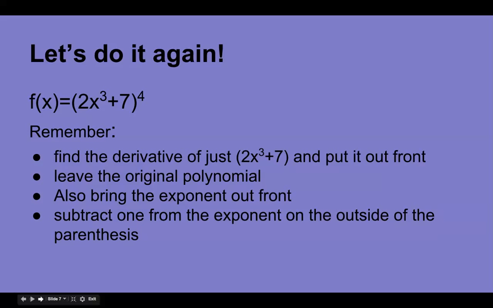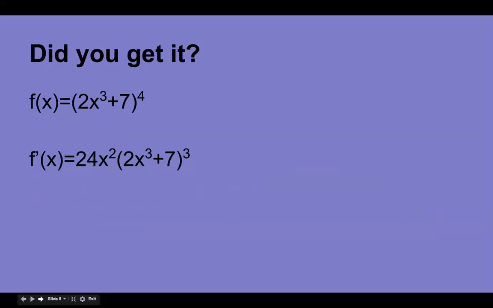So you can pause here, try this problem on your own. If you don't get it, it's okay. We are going to go over how to do this specific one. Okay, so for f of x equals (2x cubed plus 7) all raised to the 4th power, we have 24x squared times (2x cubed plus 7) all cubed.